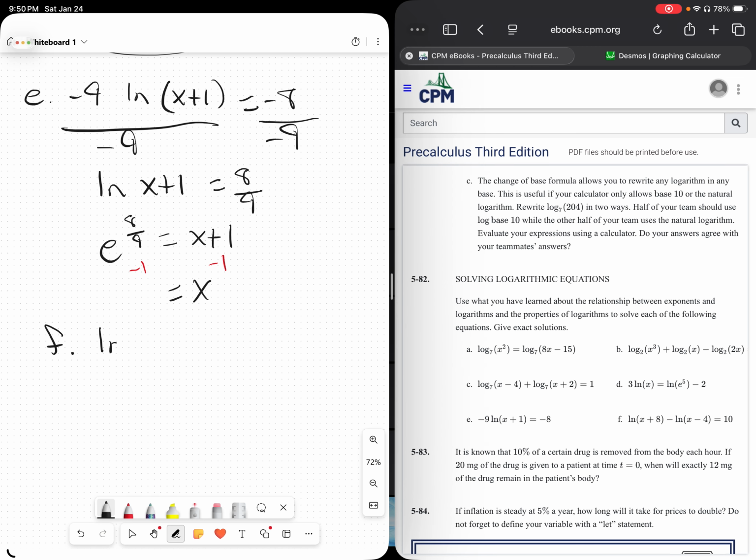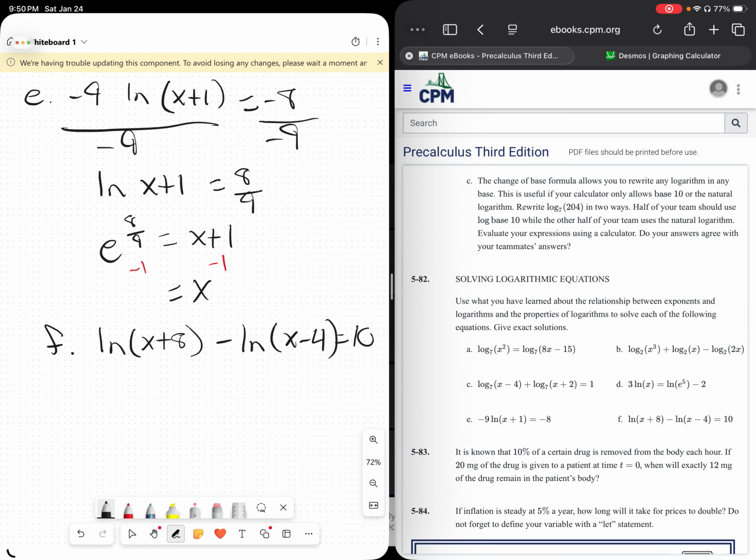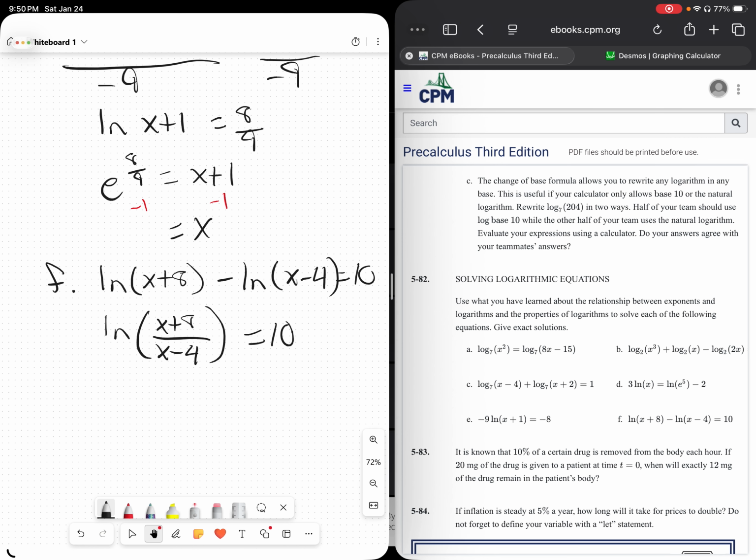So last one here, F. Okay, we have natural log of x plus 8 minus the natural log of x minus 4 equals 10. Again, we can bring those together. So natural log of x plus 8 over x minus 4 equals 10. Change it to exponential. This is going to be e to the 10th equals x plus 8 over x minus 4.